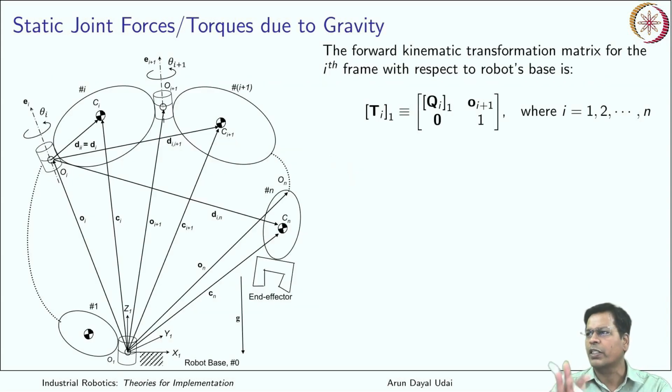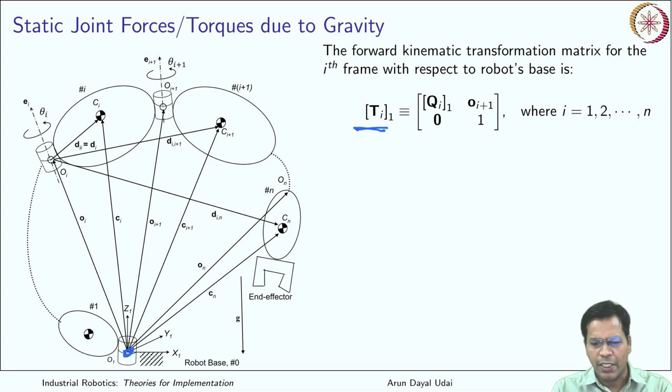So let us just quickly get into the gravity compensation. Okay, so static joint forces and torques due to gravity. Before we begin, we'll just look at the forward kinematic transformation matrix, what it says. So the forward kinematic transformation matrix is formed like this. You see you have Ti in frame 1. The forward kinematic transformation matrix is always with respect to the ground frame, which is attached to the base of the robot, that is frame 1, which is here. So this is the transformation matrix.